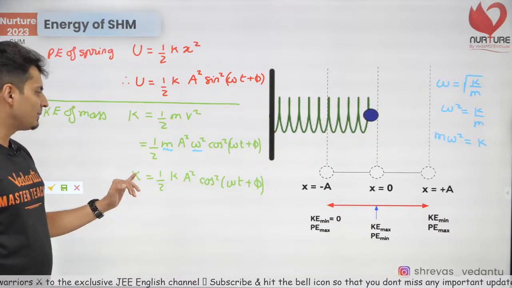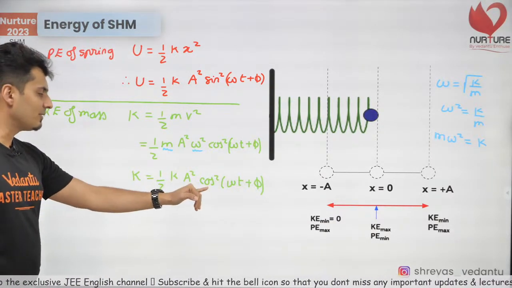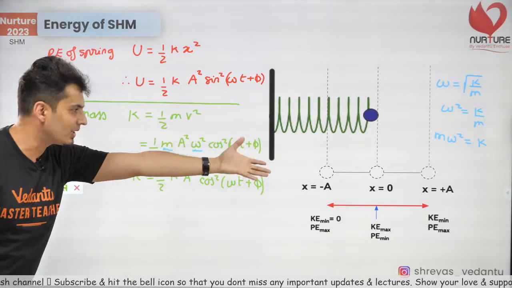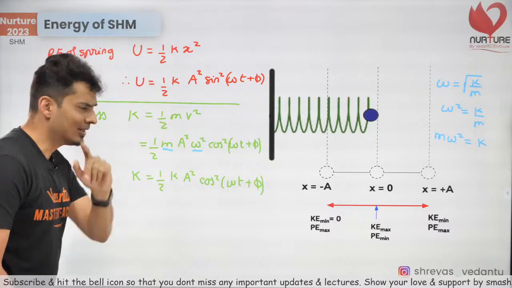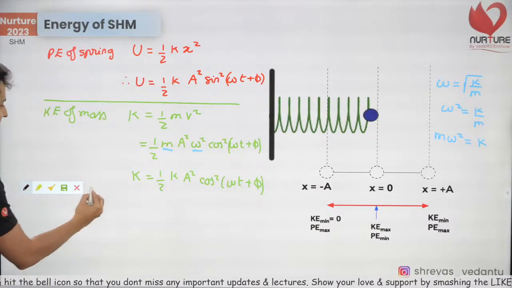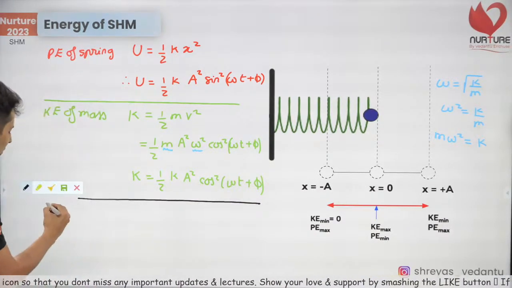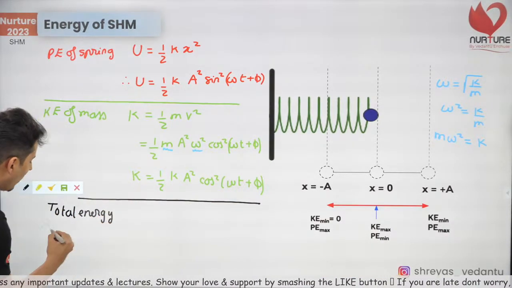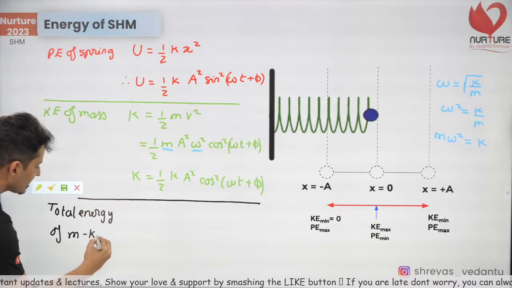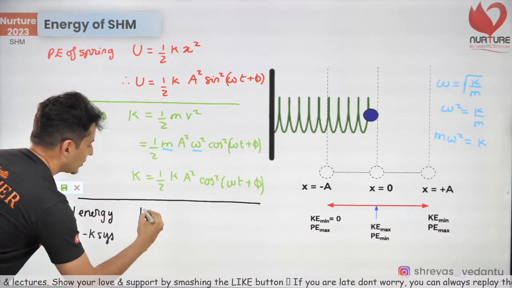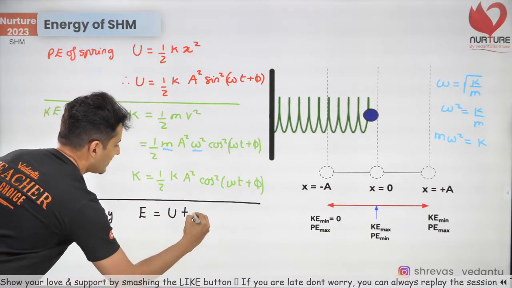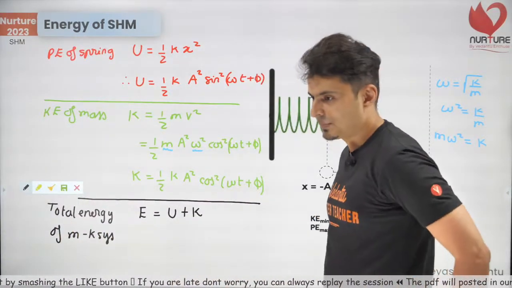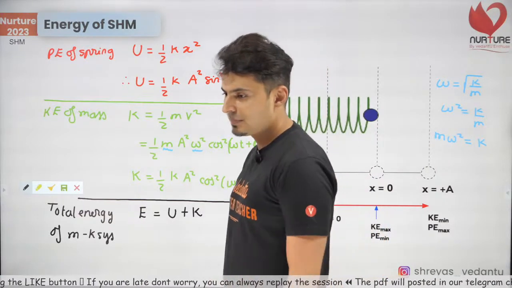So kinetic energy will become this, which is a cosine square function, and potential energy will become a sine square function. Now the last step will be to basically add both of them. So the total energy of the spring mass system, okay, so the total energy, which will be potential energy plus kinetic energy. I want you to think mentally what happens. I want you to think what happens.